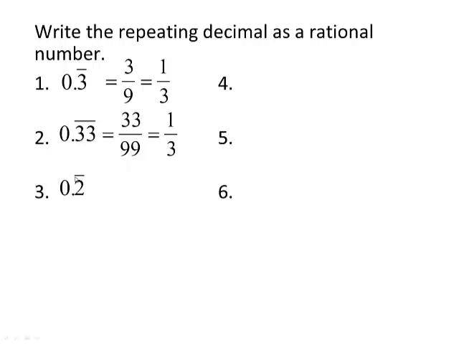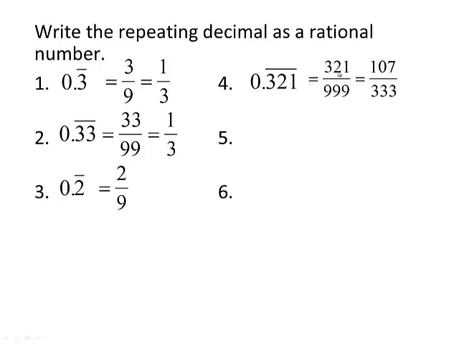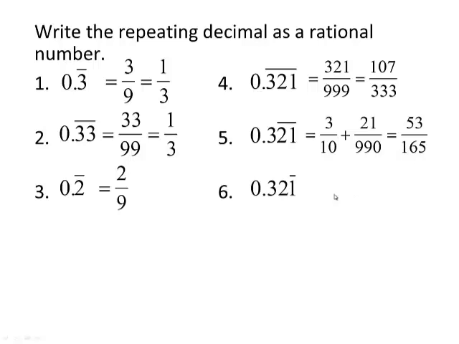What about the 0.2 repeating? That's just 2 over 9. What about 0.321 repeating? That's just 321 over 99, reduces by 3, 107 over 33. What about 0.3 repeating 21? That will be 3/10 plus 21 over 990. Getting a common denominator, and we're going to add those together and reducing, we'll get 53 over 165.